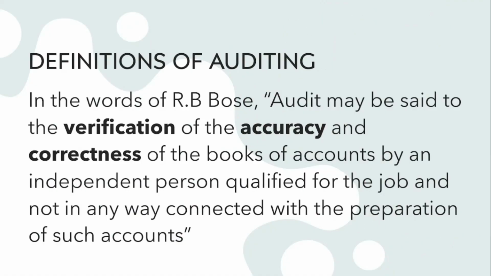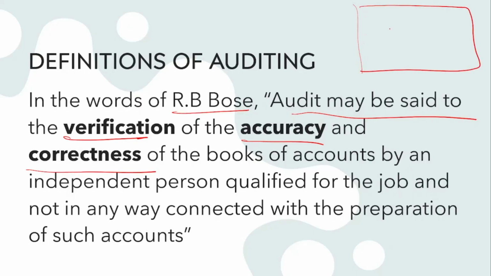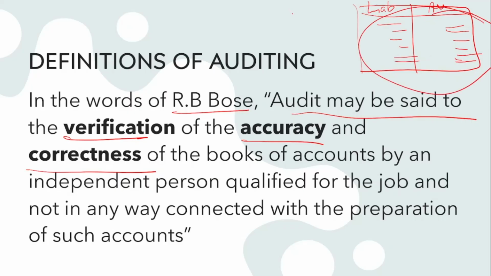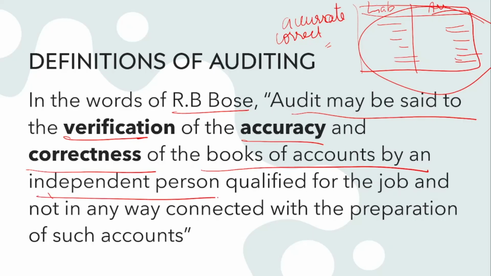Definition of auditor. There's a famous person, R.B. Bose. He has defined auditing as: an audit may be said to be the verification of the accuracy and correctness. Means you have presented a financial statement where the left side would be liabilities, right side would be assets. So you would have given certain values and the balance sheet will be tallied. To check whether all the data presented over there is correct, that is the process called auditing. So verification of the accuracy and correctness of the books of accounts by an independent person.